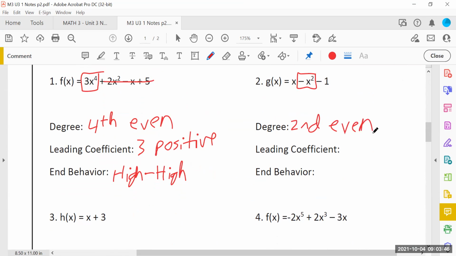And again, connect it with graphs that you already know. Even degrees, quadratics, okay? It's going to behave like a parabola. It's either going to be high, high, or low, low.